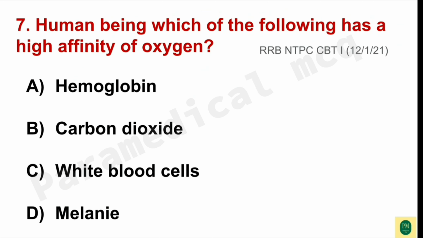Human being, which of the following has a high affinity of oxygen? Option A: hemoglobin. Option B: carbon dioxide. Option C: white blood cells. Option D: melanin. The correct option is option A: hemoglobin.